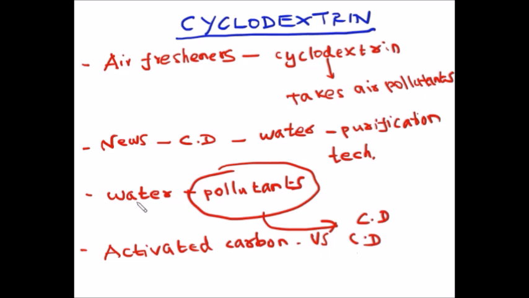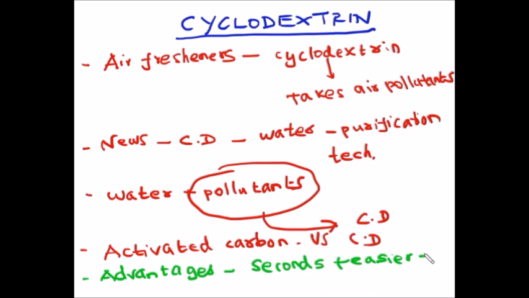So recently scientists used cyclodextrin in water purification technology and showed positive results. The main advantage of using cyclodextrin in water purification technology is that it will remove the pollutants in seconds, so much faster compared to activated carbons. Second, cyclodextrin-containing polymers can be recycled easily with almost no loss in performance. So prepare well about cyclodextrin and its features and comparison with activated carbon.